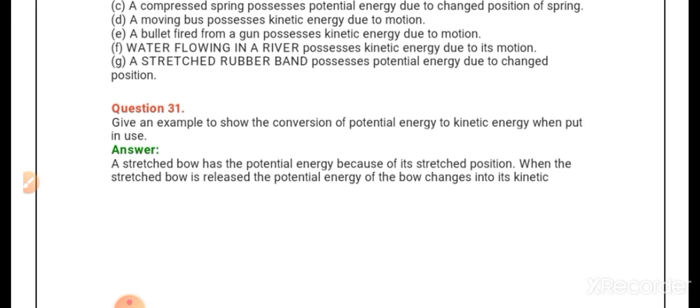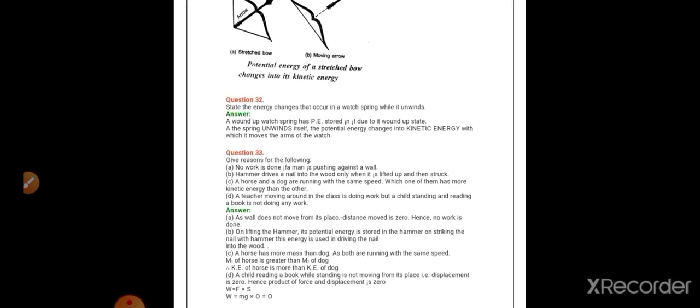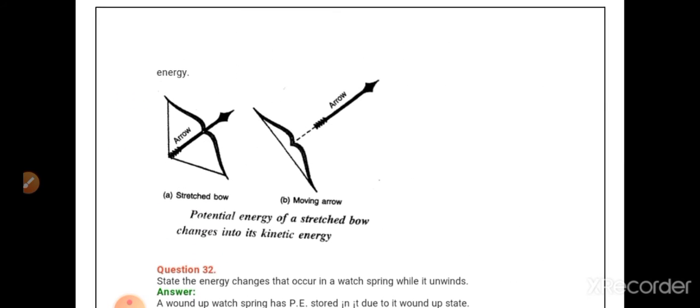Okay. Now question number 31. Give an example to show conversion of potential energy to kinetic energy when put in use. Here a stretched bow has potential energy because of its stretched position. When the stretched bow is released, potential energy changes to kinetic energy. See children, so many examples other than this for potential energy to kinetic energy are given in your textbook. Here it is given the case of bow and arrow, the case of hydroelectricity is given there. Any example you can write which you feel is easy for you, right?